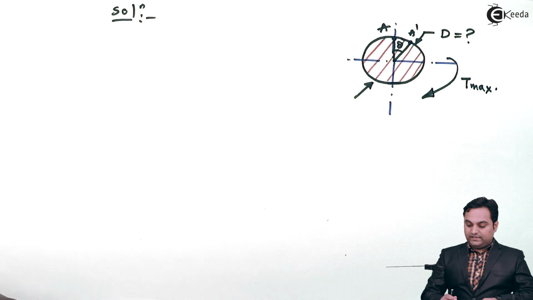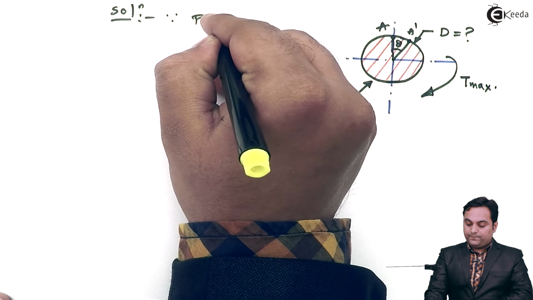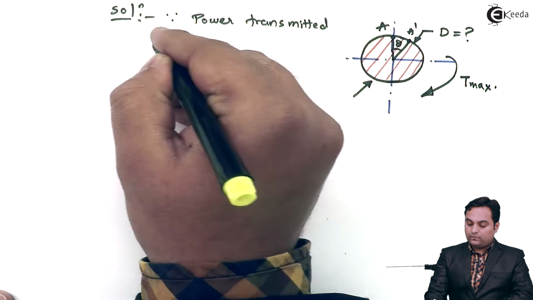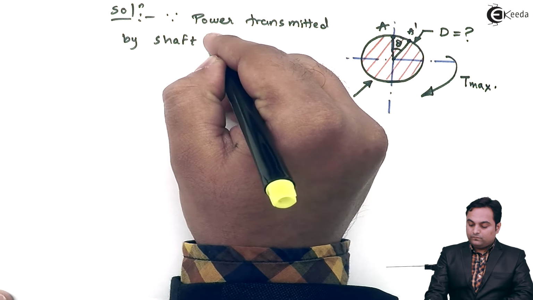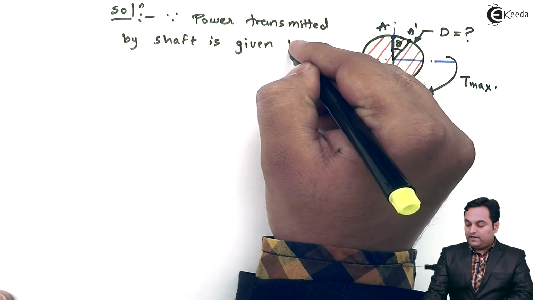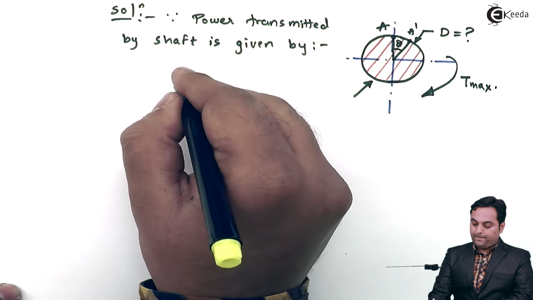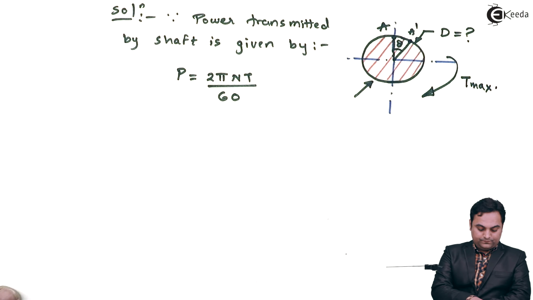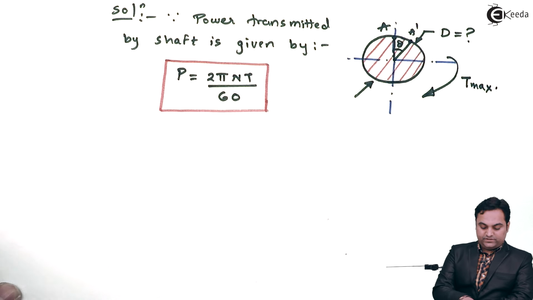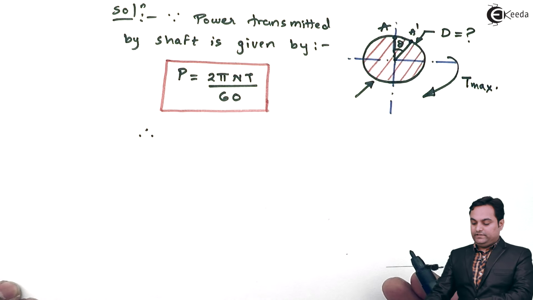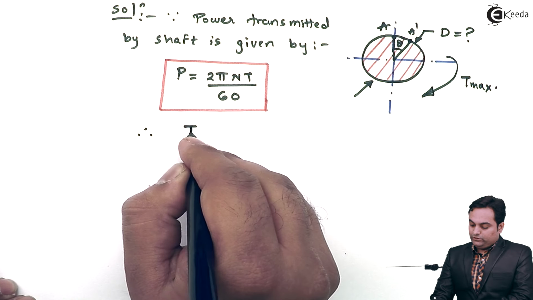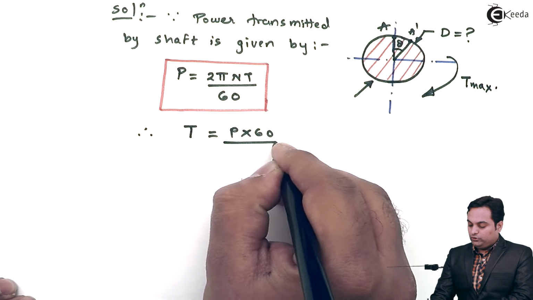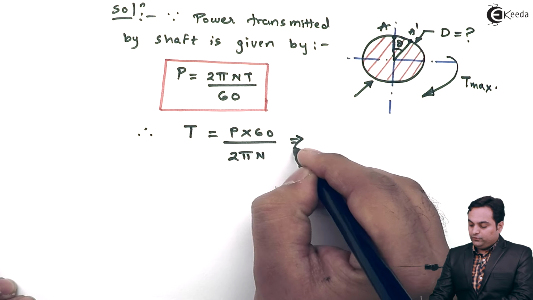Now I'll start this problem by saying that since power transmitted by shaft is given by, the formula of power transmitted is P is equal to 2 pi N T upon 60. Therefore we can say that since we want to find torque, I'll keep T on one side, and this would be P into 60 upon 2 pi N. I'll put the values.